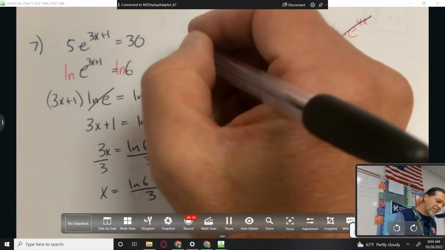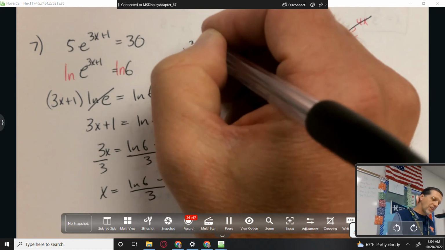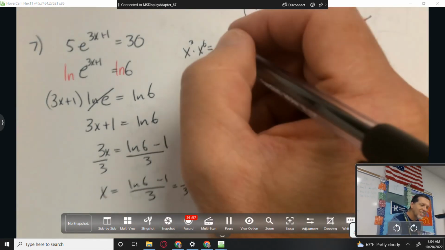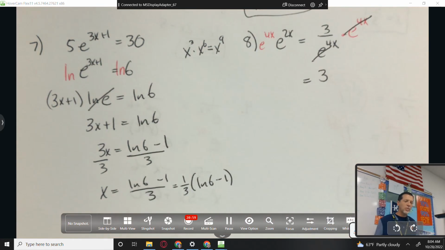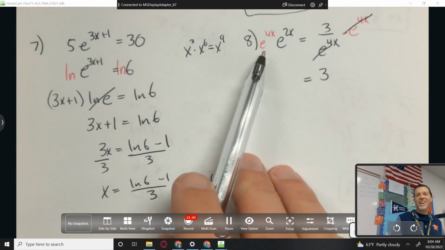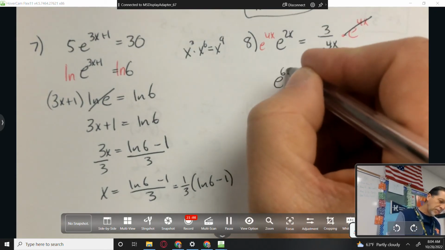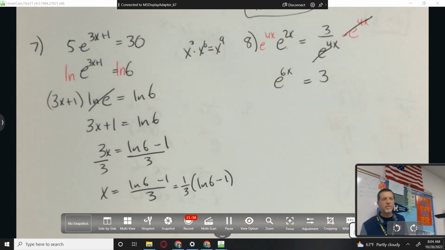This was number 2 on the test yesterday that a few of you missed. x cubed times x to the 6th. It's not x to the 18th. It's x to the 9th because you added the exponents. So let me ask again. What's e to the 4x times e to the 2x? There we go, e to the 6x. Keep the base, add the exponents.